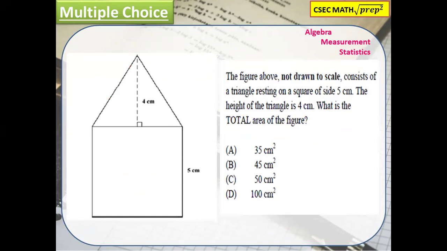Another question from measurement: the figure above, not drawn to scale, consists of a triangle resting on top of a square with side 5 centimeters. The height of the triangle is 4.